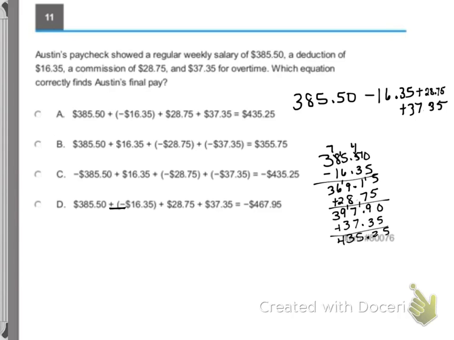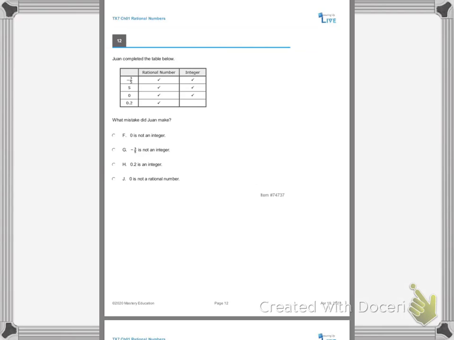Okay, so the answer here is A. Oh, I should have known the same over the negative. Okay, well, it's worked out. Number 12.